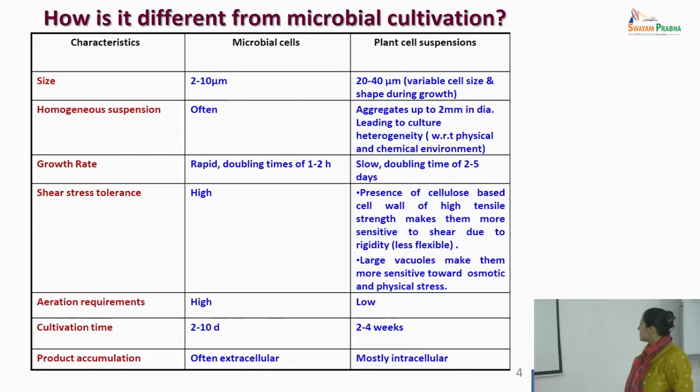What does it indicate? Because they are metabolically slow. And that's why they're doubling time difference. Because they are metabolically relatively slower, their oxygen demands are lower. So the aeration requirements are not as high as microbial fermentations. Cultivation time, as I told you, here you are talking about weeks and months, there it's in hours.